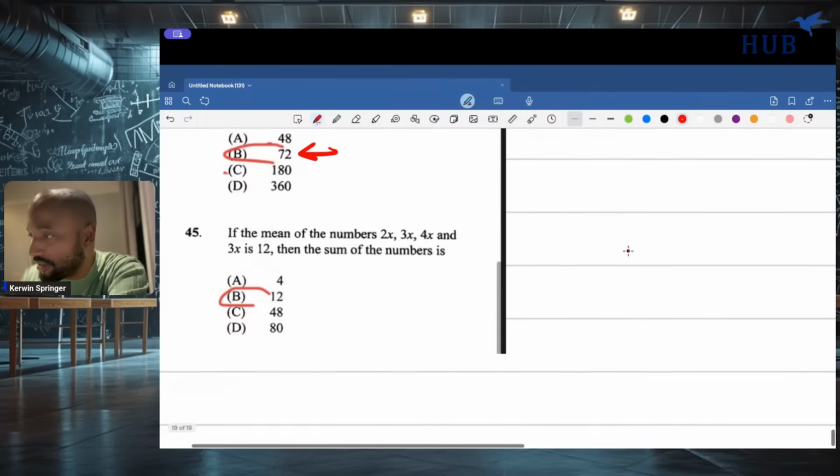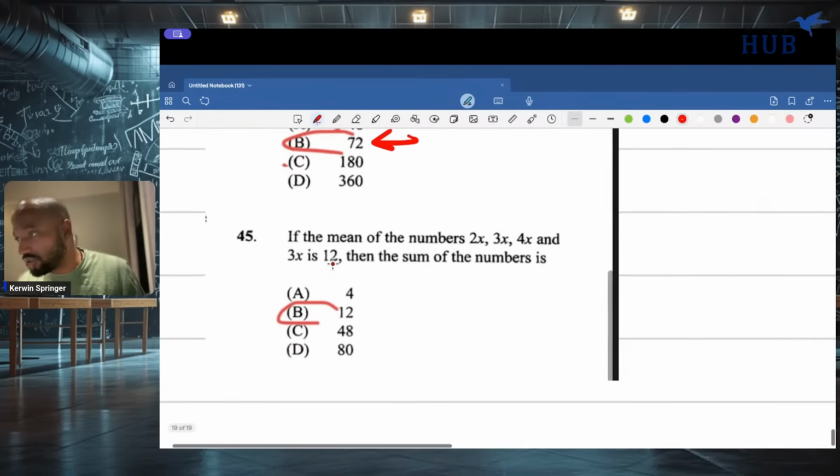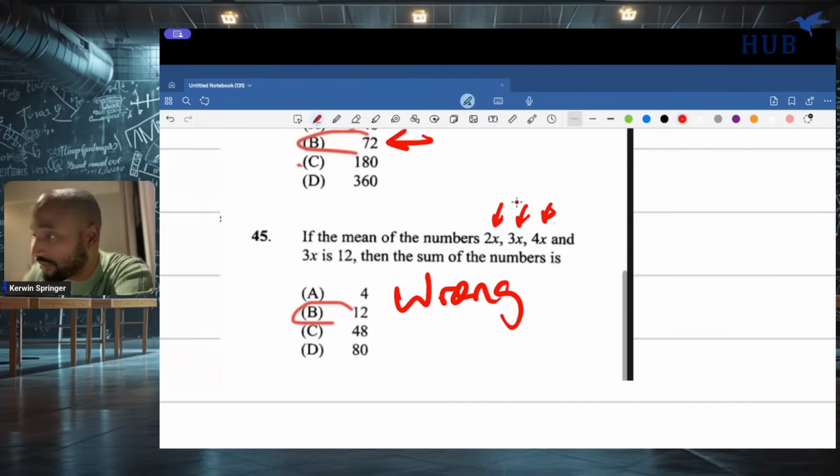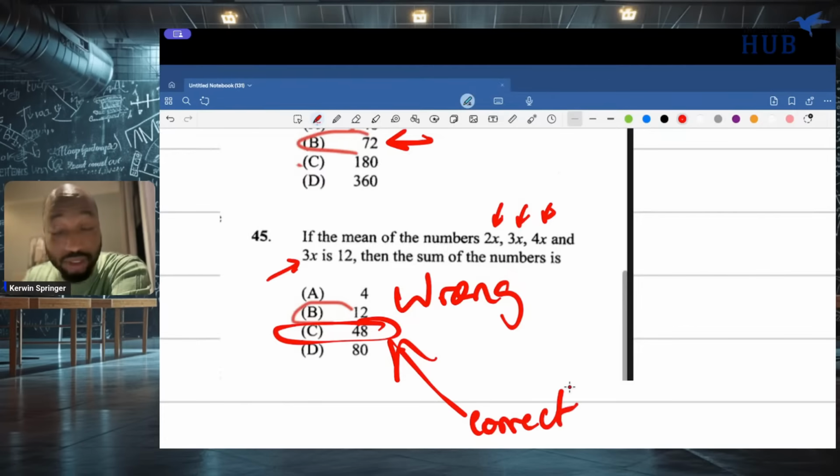If the mean of the numbers 2x, 3x, 4x, and 3x is 12, then the sum of the numbers is what? So if the mean of these numbers is 12, that means all of these numbers average 12, and how many numbers do we have here? 1, 2, 3, 4. 4 times 12 is 48, that is the answer. So this is correct. Watch out for that one.